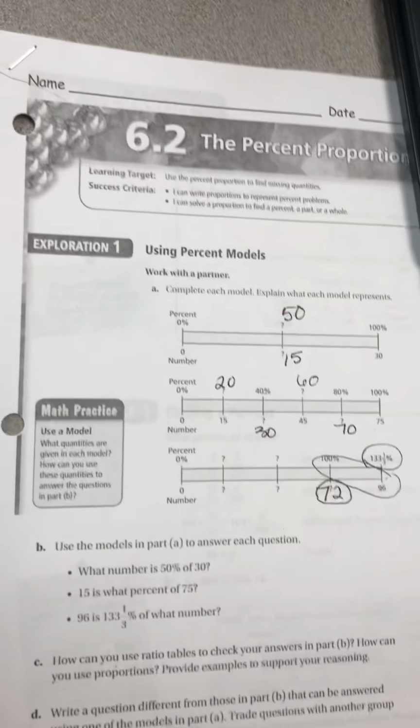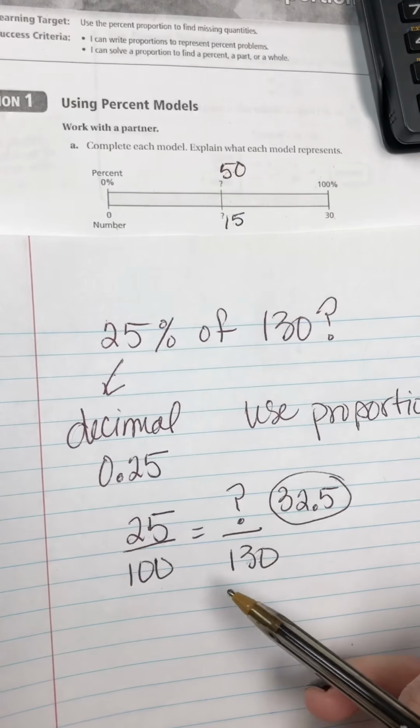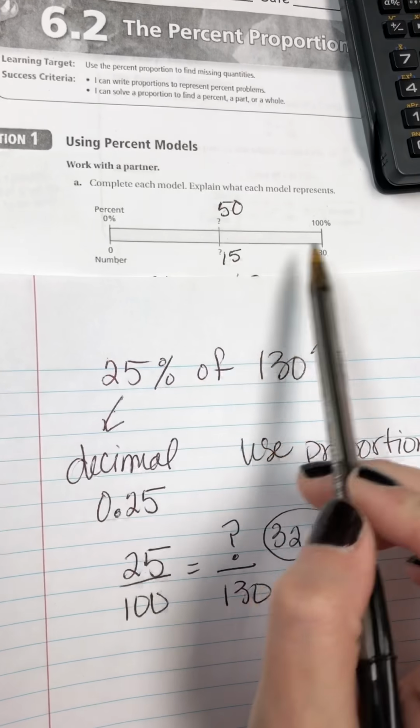Okay? So again, two ways that you can find percent of a number are to write a proportion, which is the preferred method, or you could use a double number line if needed.